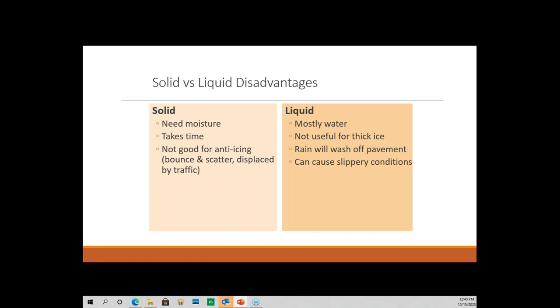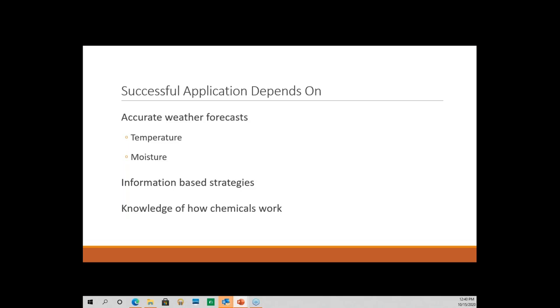With the magnesium chloride and the calcium chloride, the liquids can cause you a slippery condition if you overapply them, or they get diluted to where they freeze at a lower temperature. So the liquids do have some problems, and you need to be aware of the temperature of the pavement. Successful application of a liquid depends upon the weather forecast, the temperature, and how the moisture is coming in. If the moisture, like I said, is going to come in as rain, you don't want to do a pre-application before the storm, because it's just going to wash right off.